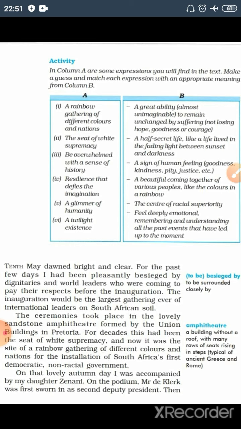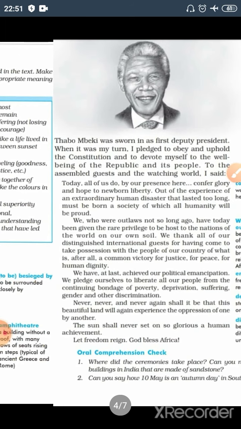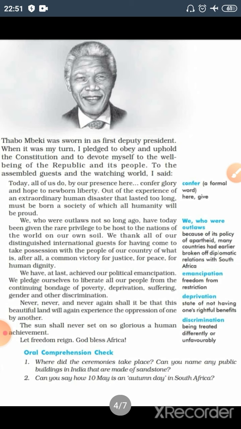Days before this day, many notable personalities started congratulating him for his victory, for the first time in the country's history. So many international leaders came together for the inauguration ceremony. The ceremony took place in an open circular building made of sandstone, consisting of the Union Buildings in Pretoria city. The author was accompanied by his daughter Zenani on this big day. First, the two vice presidents took an oath, and then his turn came. He committed to respect, protect, and abide by the Constitution and to devote his entire self to the welfare of the country.